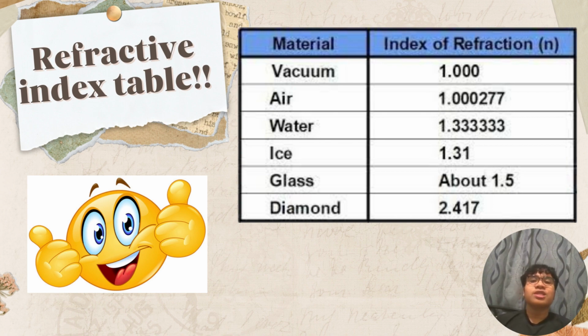Okay, so another FYI, refractive index table. Okay, so ni some of the most used material lah. Macam korang boleh tengok, ice, glass, diamond, water. Boleh baca lah. Vacuum is the lowest lah, definitely.